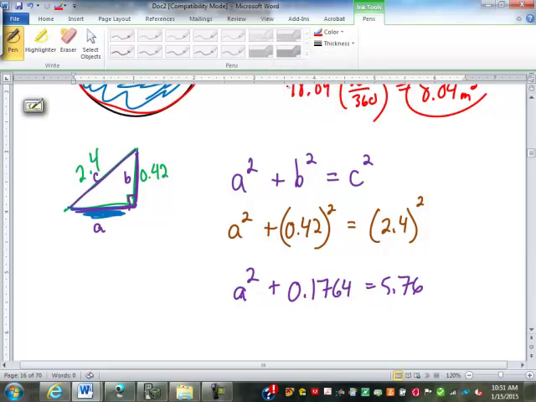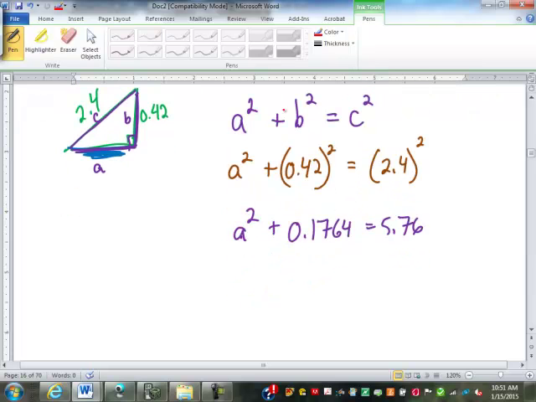Now what? We're going to subtract 0.1764 from both sides. And now, of course, having to keep a significant digit. I'm just kidding. Sorry, couldn't resist saying it. Anyway, we probably should just round this off to 0.18 to subtract it to make it easier. So this is 5.58.